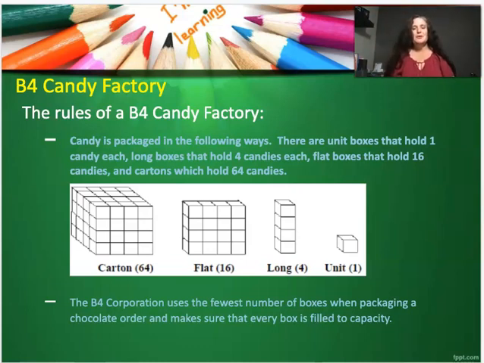All right, the B4 Corporation uses the fewest number of boxes when they're packaging a chocolate order and makes sure that every box is filled to capacity. So they wouldn't ship out a flat box if it didn't have all 16 candies in it.